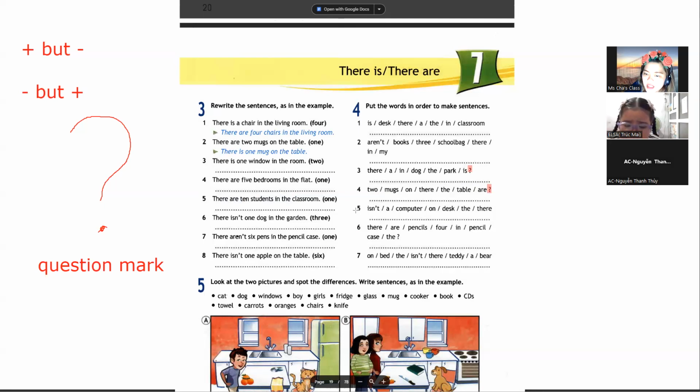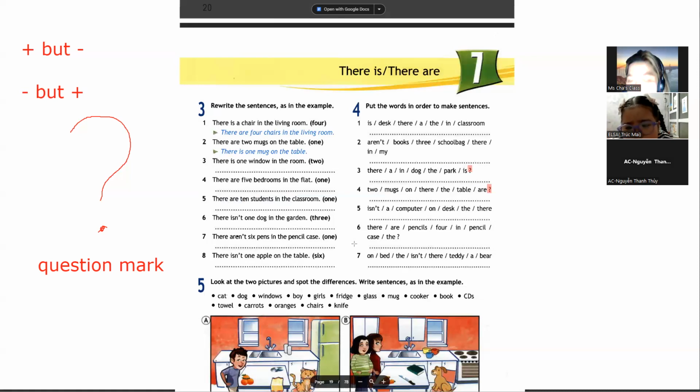It says a sentence. There isn't a desk on the computer. What's on the desk? Computer. There isn't a computer on the desk, right? We don't say there is a desk on the computer. So meaning computer and then the desk. So it should be there is a computer on the desk.